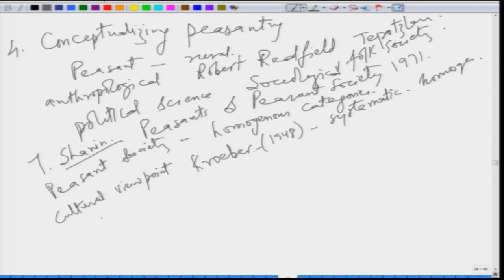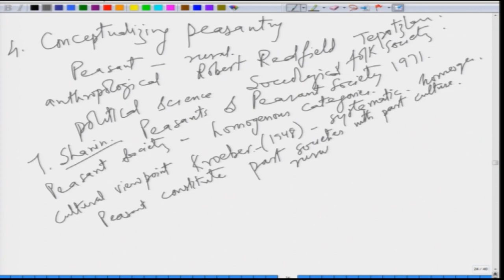He tried to see peasants as constituting part societies with part culture. That is going to be crucial, because when we try to see the understanding of peasant, they are definitely living in the rural, but they are in relation with the wider society, in relation with the market. So, Kroeber's understanding about the peasant was seen in a cultural context, where he represented the peasant in terms of part society and part culture.